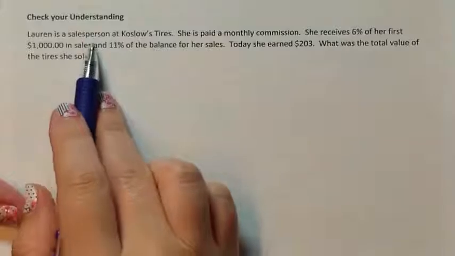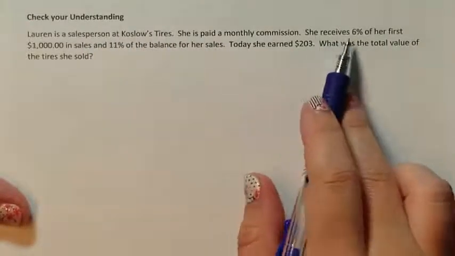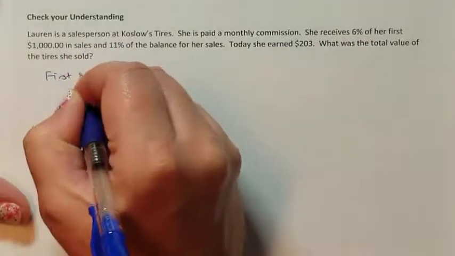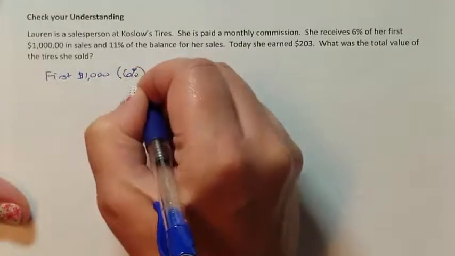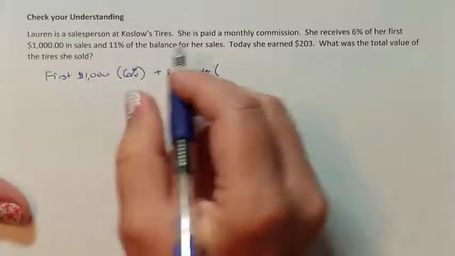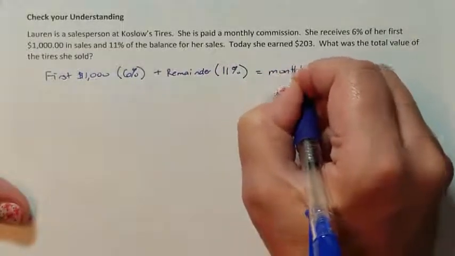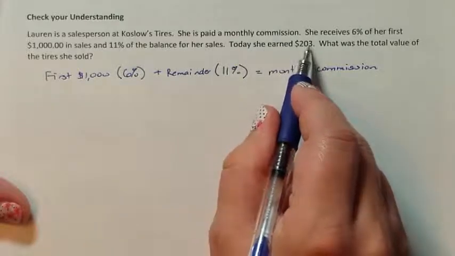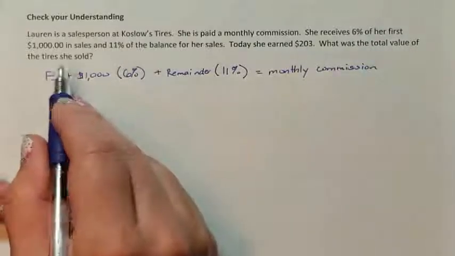Lauren is a salesperson at Coast Lowe's Tires. She's paid monthly commission. She receives 6% on the first $1,000. So for the first $1,000, we know that she earns 6%. For the remainder, it says that she will earn 11%. This will be her monthly commission. Today, she earned $203. So we know that her commission today is $203. How much does she sell in tires?